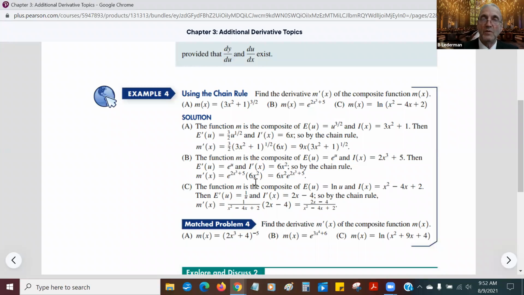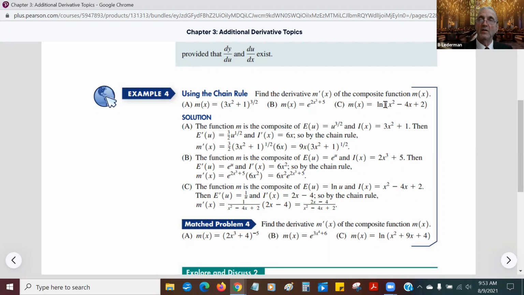times the inner derivative, which is 6x squared, because the derivative of 2x to the third is 6x squared, and the derivative of the 5 just disappears. Anyway, my final answer, nice and neat, is 6x squared times 2e to the 2x cubed plus 5.